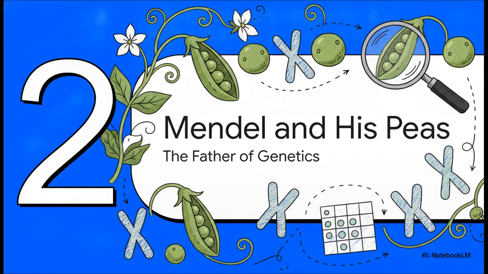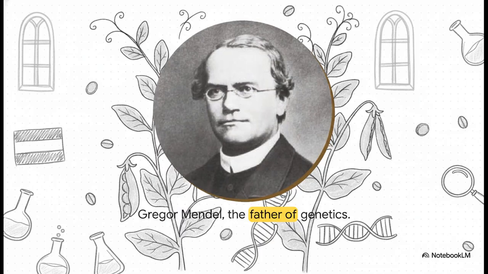Moving on to Section 2, Mendel and his peas. So who was the first person to actually crack this code? Meet Gregor Johann Mendel. He's universally recognized today as the father of genetics. Born in Austria in 1822, Mendel started his monumental studies in 1843 while living as a monk. He was surrounded by lab facilities and just had this intense passion for research, so he set out to understand exactly how traits were passed down.